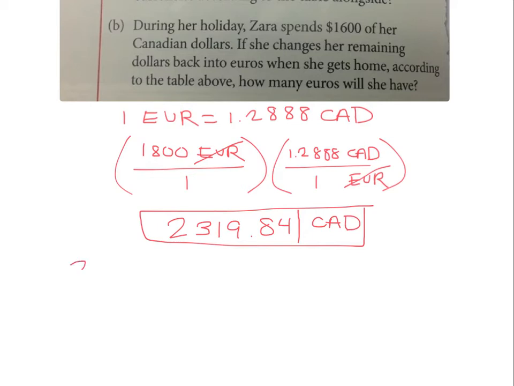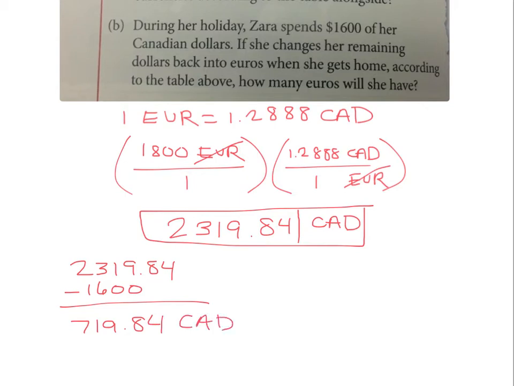So we have to take that 2319.84 and subtract the 1,600 that she spends. And so when we do that, we get that she has 719.84 Canadian dollars left once she's spent her 1,600. So now we're trying to convert that 719.84 Canadian dollars into euros.